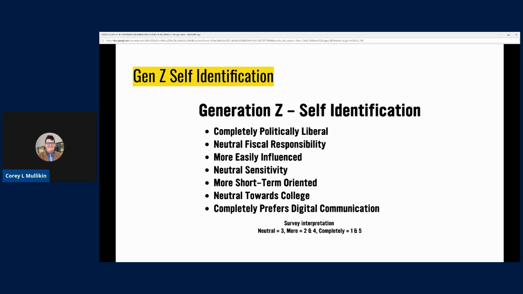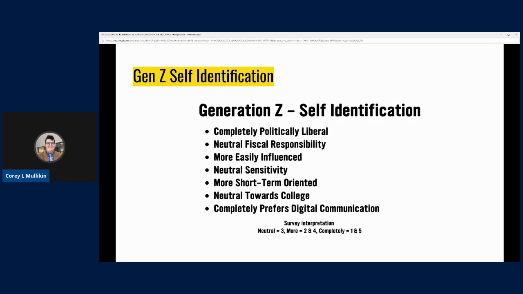And what this was asking was, do you think it is better to just enter the workforce straight out of high school, or is it better to go to college and get that education and then go out? Really, the answer was neutral, and I can see why.